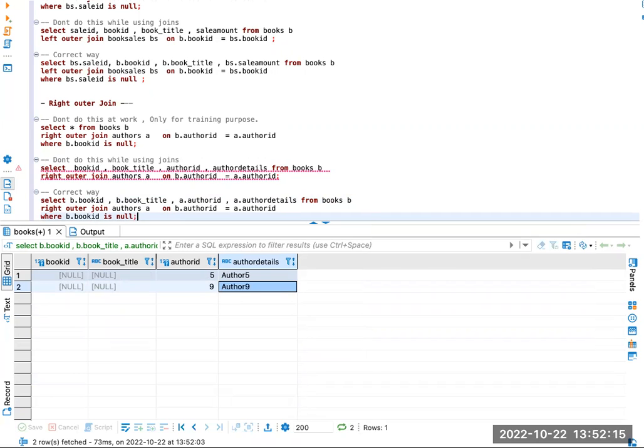As an example, but right outer join is not highly used at your job, right? In my 20 years of experience, I probably would have used it maybe 10, 15 times. The most popular ones are inner and left outer join. But right outer join is something you should know as a concept, and you should also thoroughly practice it as well.